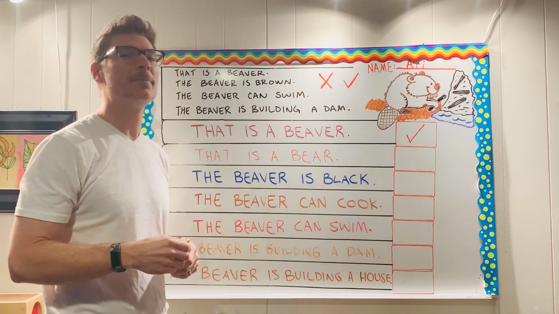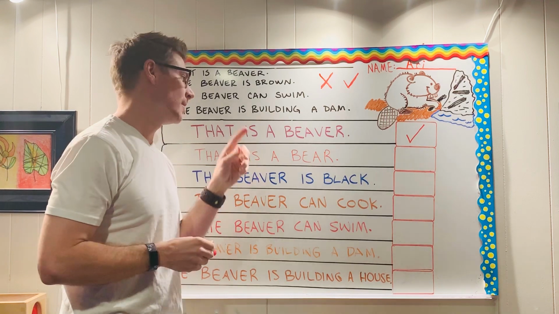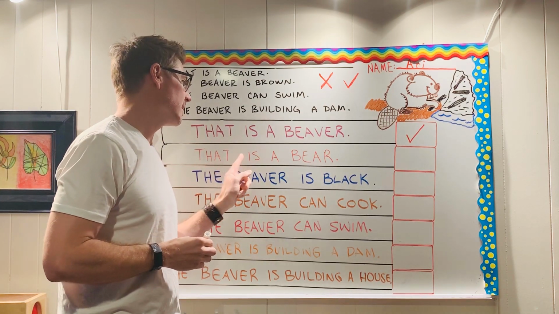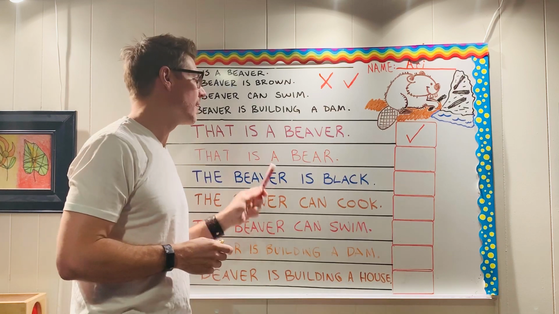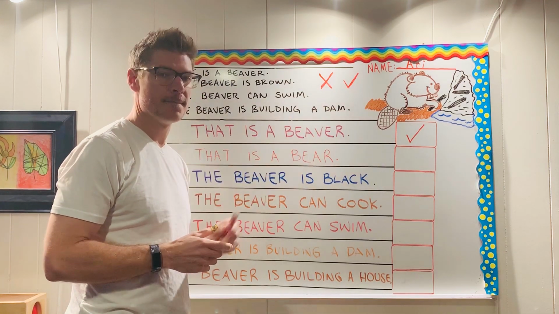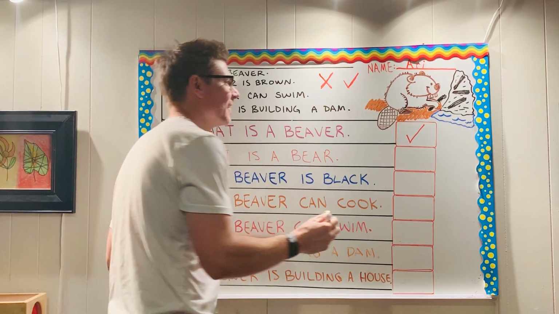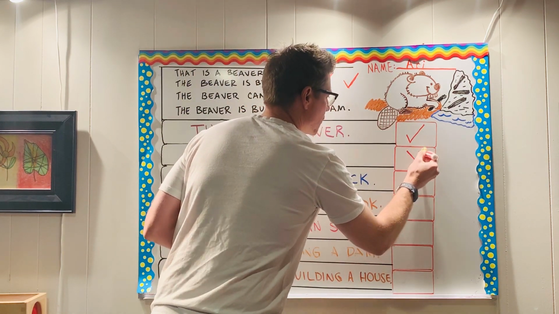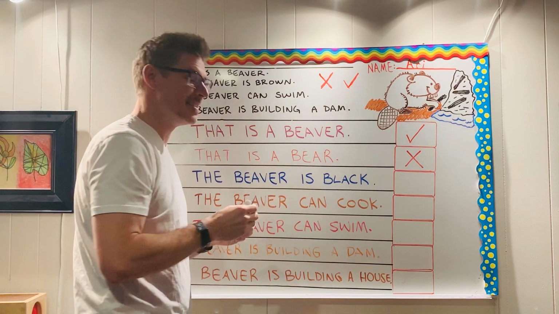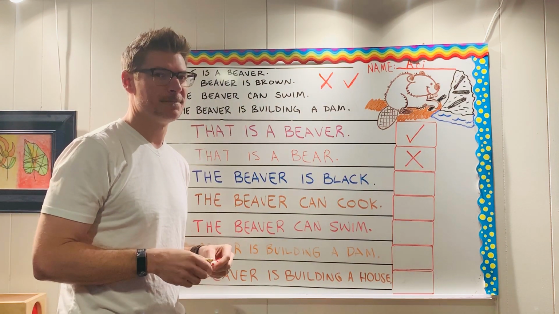Check mark means, yep, that was in the story. The next one. That is a bear. Do you recall the story telling us that that is a bear? Of course not. No check mark. We have to do an X. That did not happen in the story.